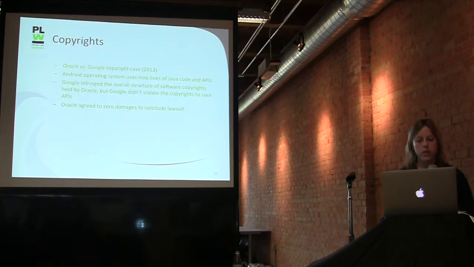Just to give you a brief example of why I'm not a huge fan of copyrights, I wanted to talk about the Oracle versus Google copyright case. The courts found that the Android operating system uses 9 lines of Java code and APIs that came from Oracle. Google infringed the overall structure of software copyrights held by Oracle, but Google didn't violate the copyrights to Java API.